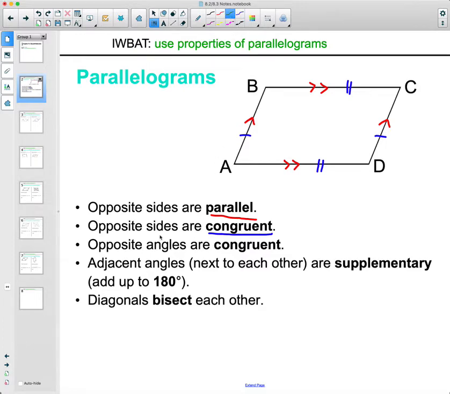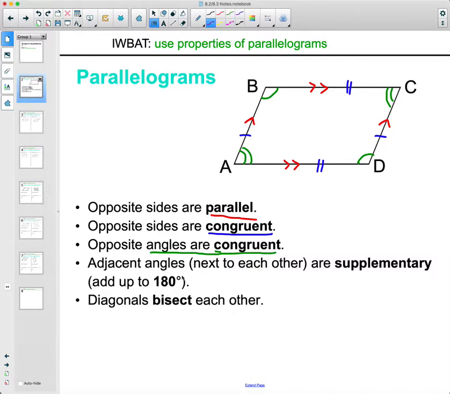Not only are opposite sides congruent, but the opposite angles are congruent as well. So angles across from each other. So angle A is congruent to angle C, and then angle B is congruent to angle D. So the ones across from each other are congruent to each other.